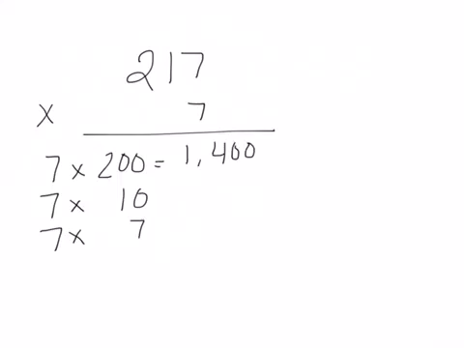1,400. 7 groups of 10s would be, Carter? 70. 70. And 7 groups of 7s would be, Sam? 49. And then we're going to do our addition. 0, 0, and 9 is the value of 9. 4 and 7 and 0 would be, Caden?